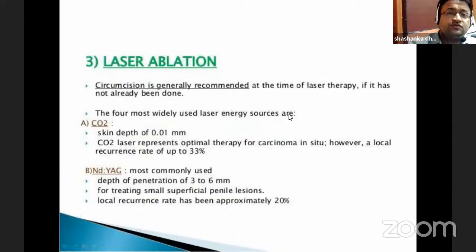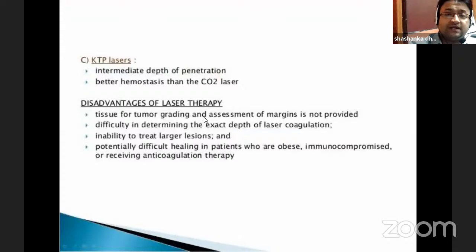Laser ablation. Circumcision is generally recommended at the time of laser therapy if it has not been done already. The 4 most widely used energy sources are the CO2 laser, which has a skin depth of 0.01 mm and is optimal for carcinoma in situ; the Nd:YAG laser, which is the most commonly used in penile lesions, has a depth of penetration of 3 to 6 millimeters, so much more than a CO2 laser, and is used for treating small superficial penile lesions; and the KTP lasers, which have intermediate depth of penetration and better hemostasis than the CO2 laser.